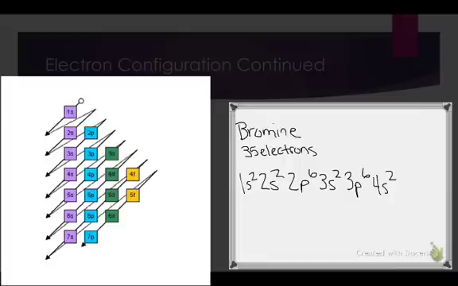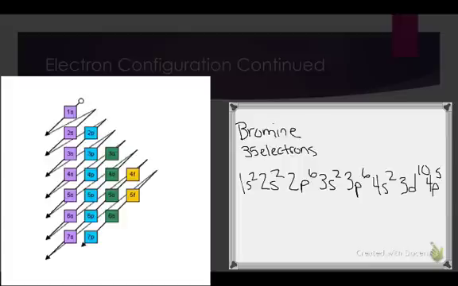Here's where this gets a little tricky. After 4s2, it's actually a slightly higher energy requirement to be in 3d than it is in 4s. So 3d comes after, and so that brings us to 30 electrons with 3d10. And then we're going to go back to 4p5 to bring us to 35 electrons.